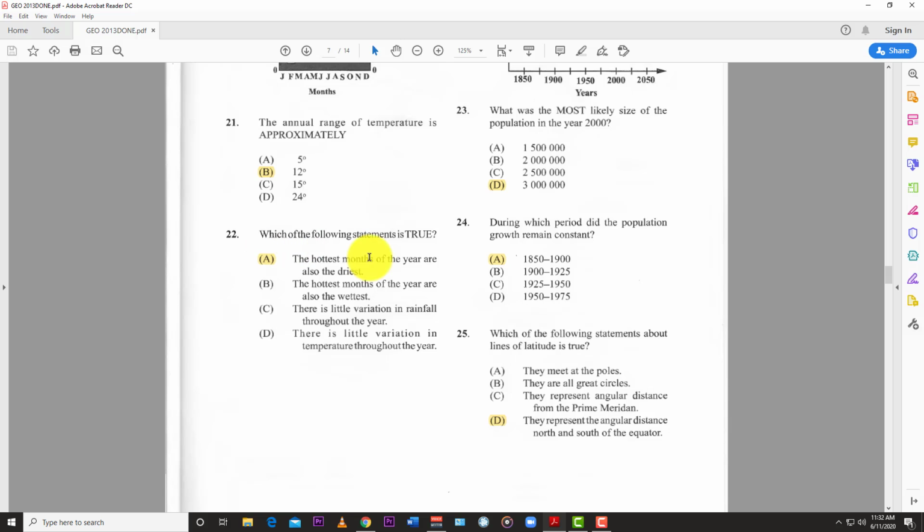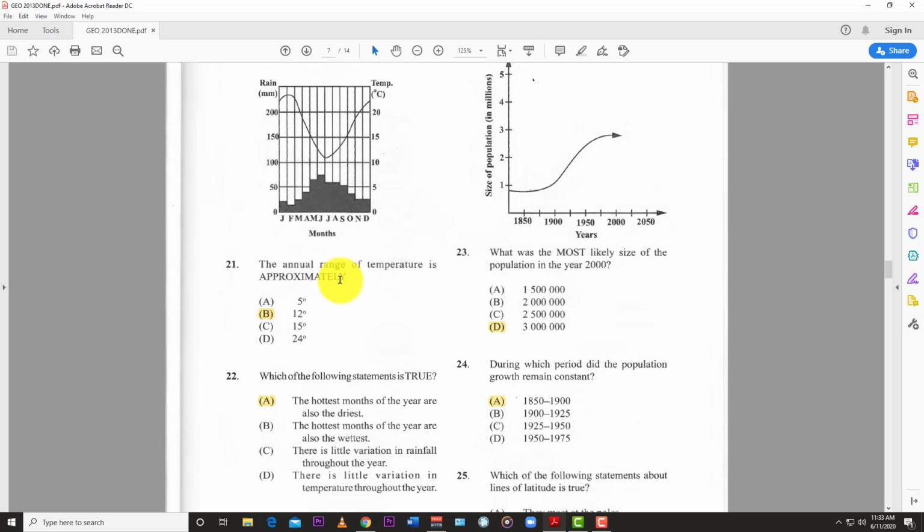Number 22, which of the following statements is true? A, the hottest months of the year are also the driest. So the hottest month is also the driest. You're looking at the rainfall here and the temperature. The hottest ones are these ones over here, and you see that they are also the driest, with the least amount of rain. All right, the hottest months.